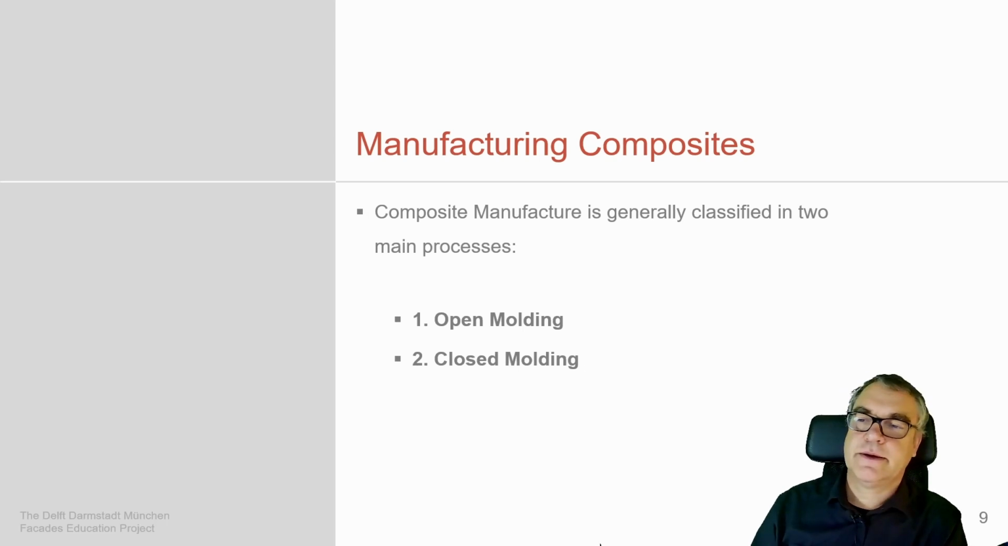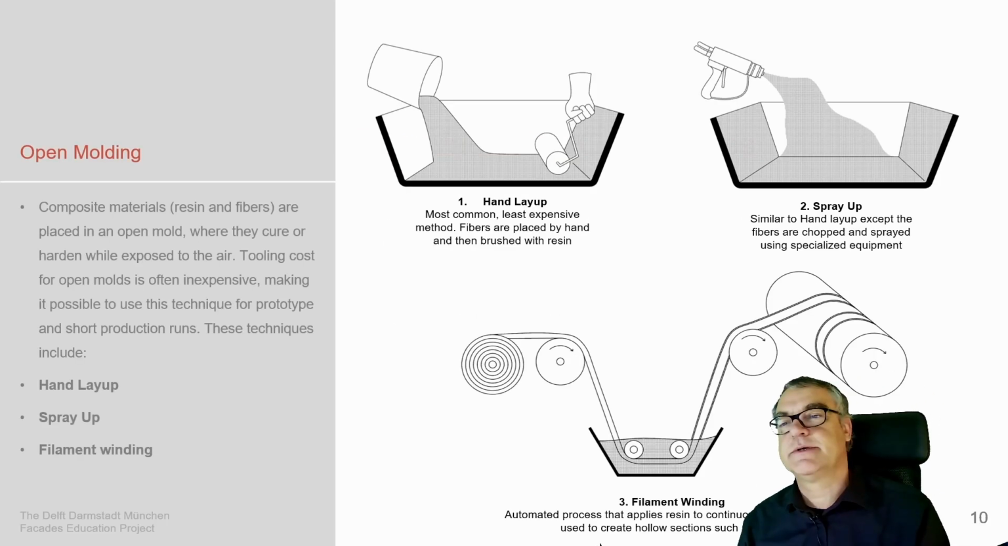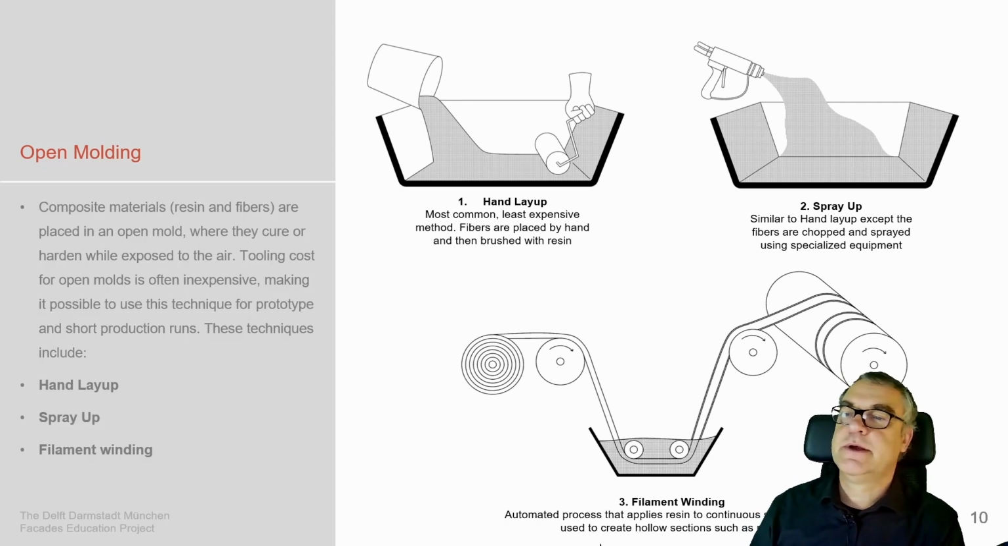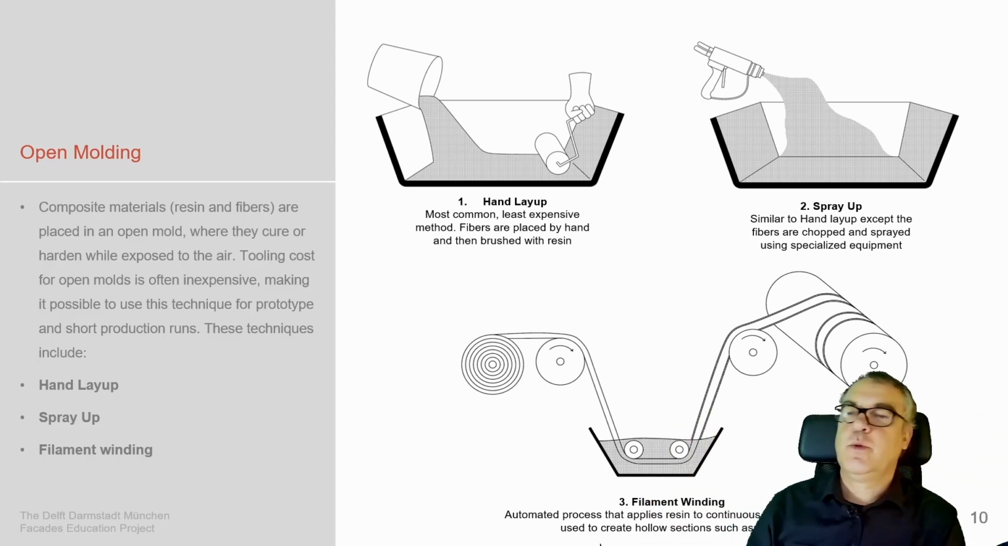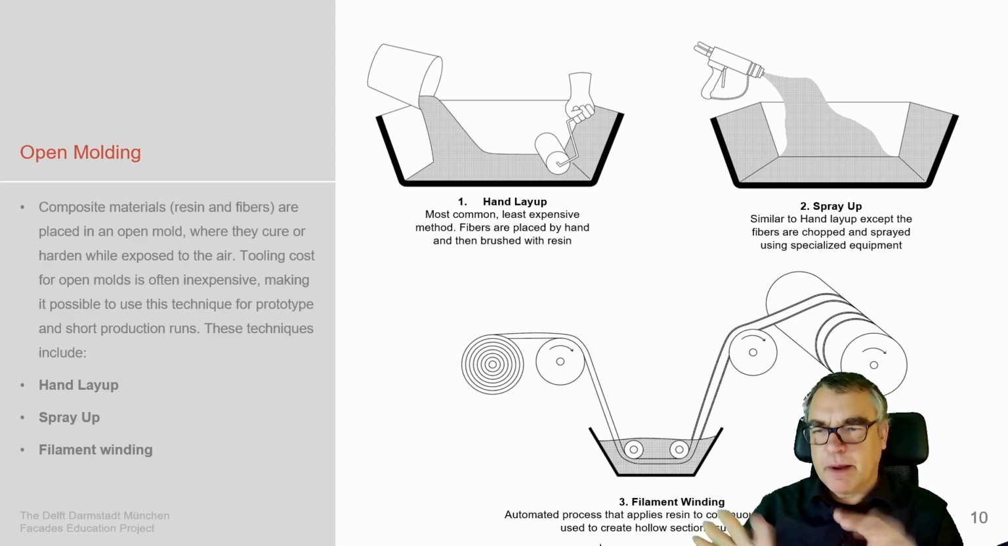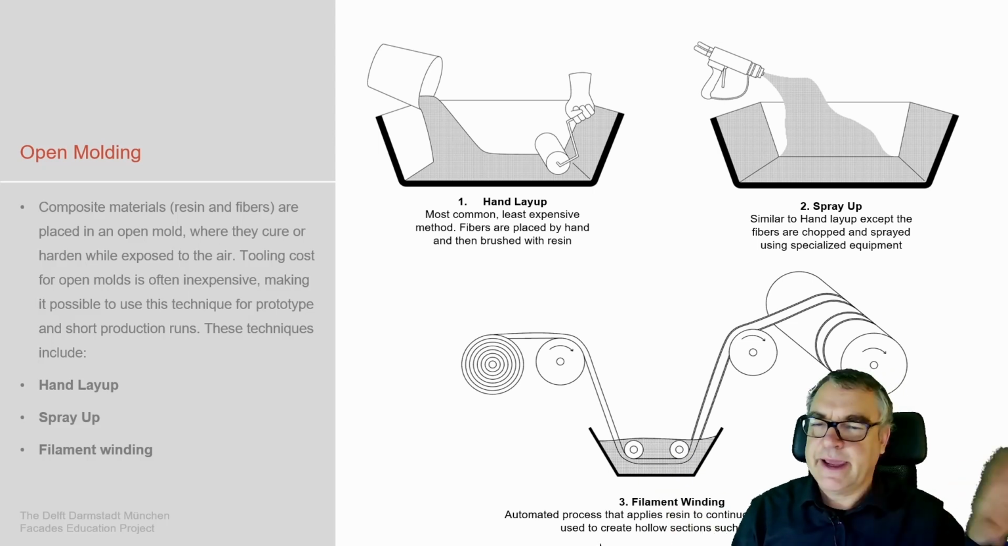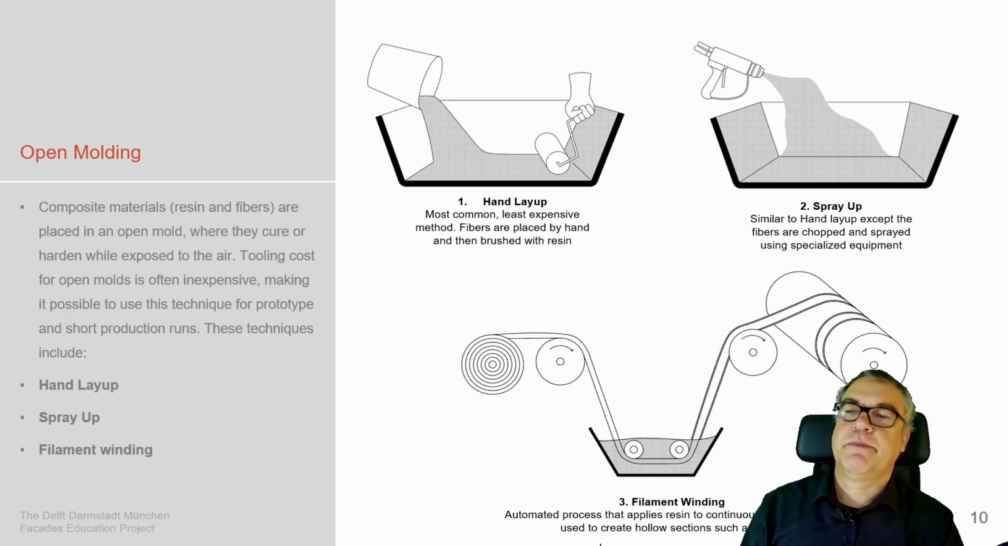How are they made? We mainly define open and closed molding setups. For open molding, the hand layered is the most common and the simplest one which we use. We have a mold. We add the fiber into the mold. We add the resin into the mold. We need to make sure that air bubbles are under control. We come to that later with the vacuum. And by that, we create our form.